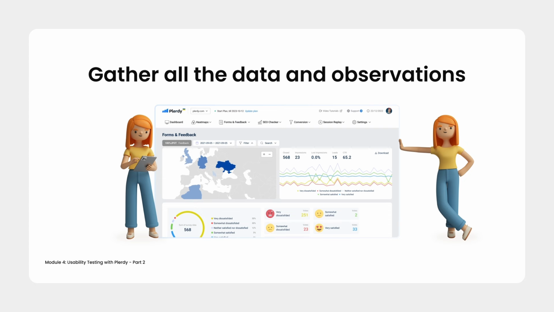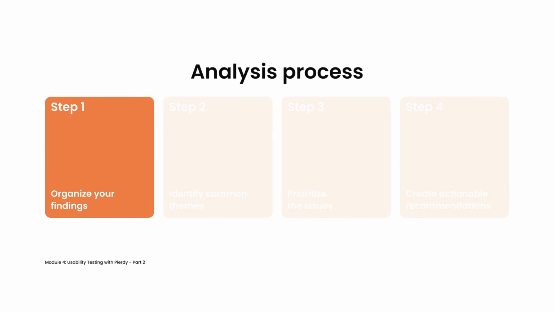You'll want to go through everything carefully to ensure everything is noticed. Now let's break down the analysis process into 4 simple steps. Step 1, organize your findings. Start by categorizing the data based on the tasks users performed, any errors they encountered, and their overall experience. This will help you see patterns and trends more easily.